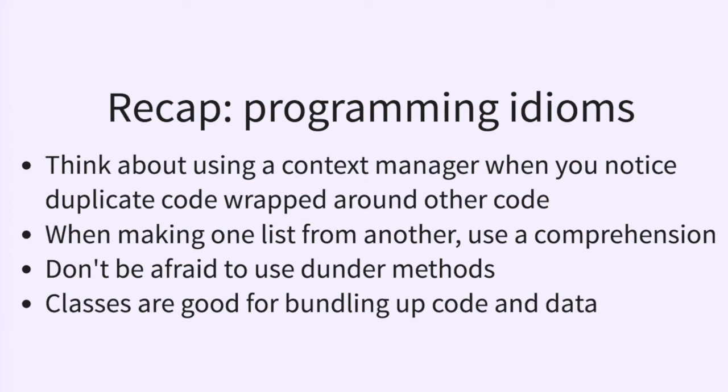When you find yourself wrapping code in redundant try-finallys or try-except blocks, consider using a context manager to abstract away some of those cleanup steps that you do over and over in your code. When you are making one list from another list, taking an old list, making a new list out of it, use a list comprehension. When your objects look like a container and act like a container, look like a dictionary, act like a dictionary, look like a list and act like a list, you should consider using operator overloading and making your own container type, or inheriting from one of the built-in container types. Do not be afraid of using dunder methods in your code to make your own container types. If you have a specific problem, use a specific solution.